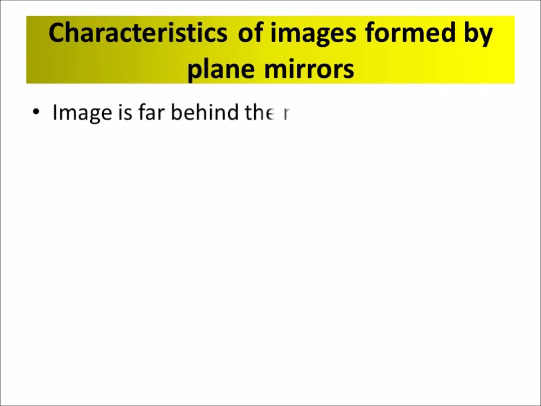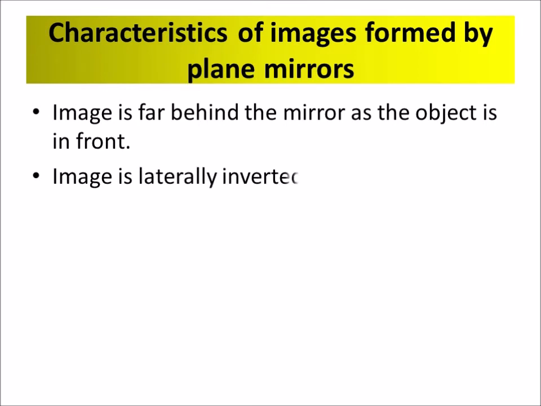1. The image is as far behind the mirror as the object is in front, meaning image distance equals object distance. 2. The image is laterally inverted. As you could see, the side that was appearing on the right hand side of the object, in the image it is appearing on the left hand side. Thirdly, the image is the same size as the object. So we have used the height to demonstrate this in the diagram.